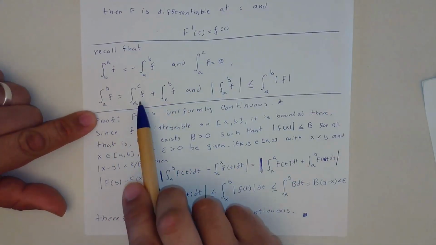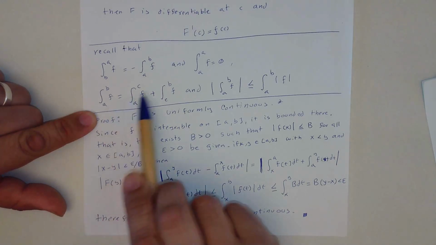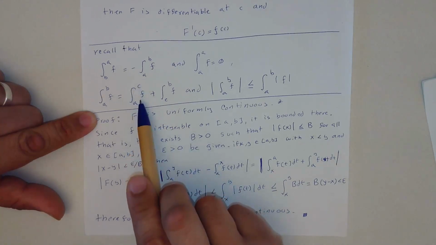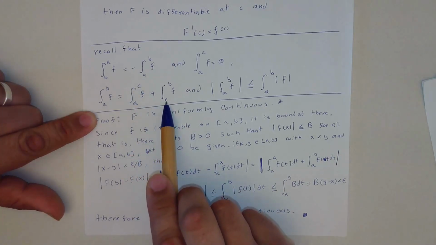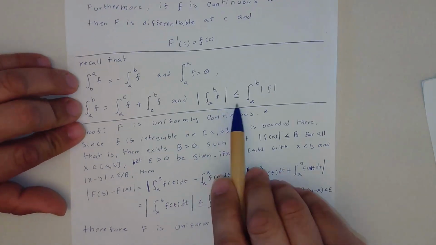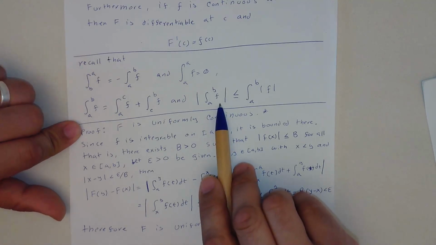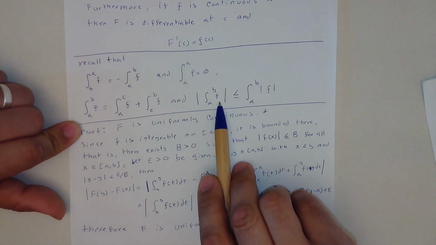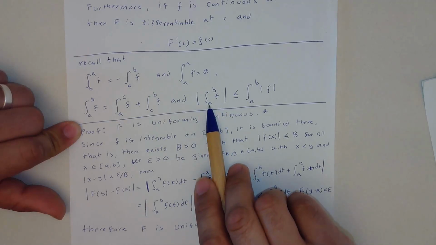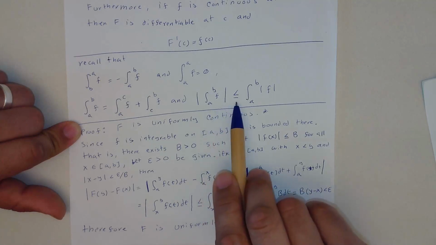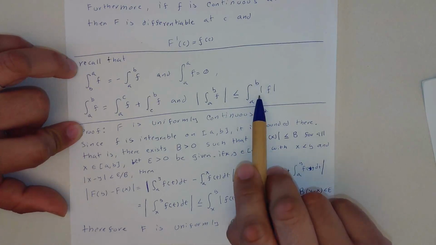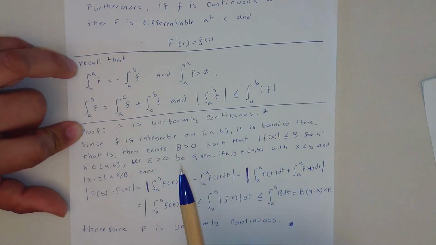Same thing here. If we have a point c in between a and b, we can write the integral from a to c of f plus the integral from c to b of f. Okay. Also, this is super easy to prove. This is from the triangle inequality, that the absolute value of the integral from a to b of f is less than or equal to the integral from a to b of the absolute value of f, right?